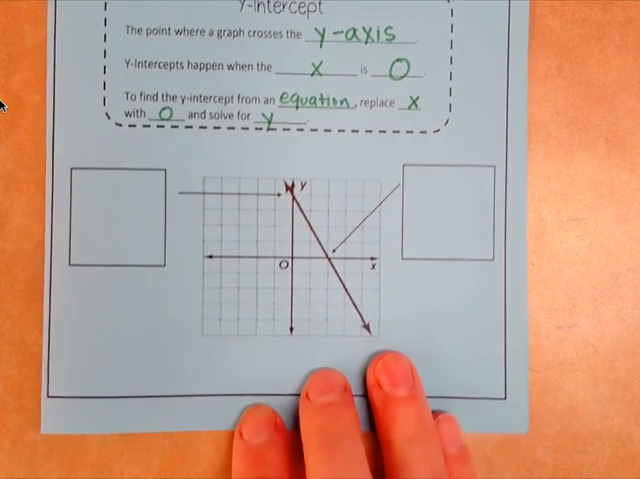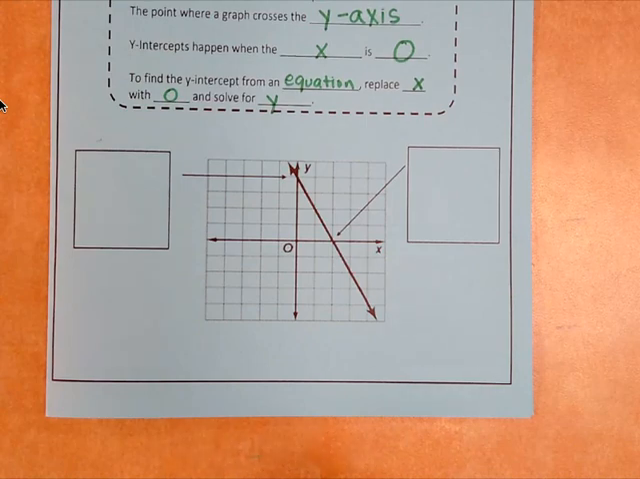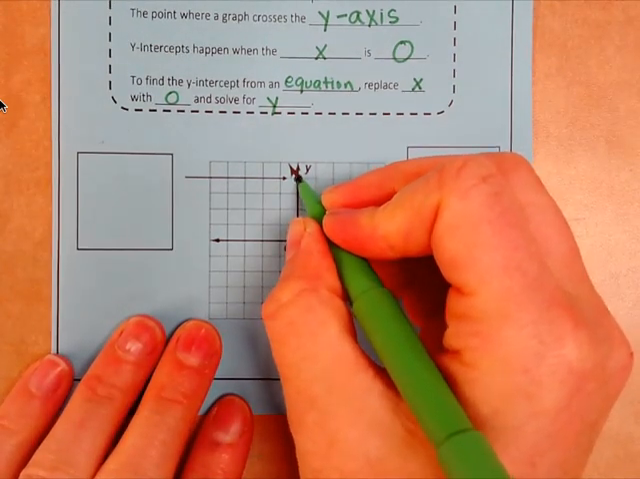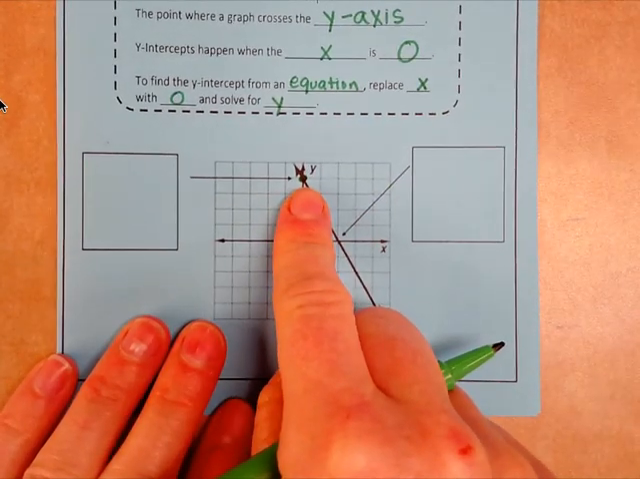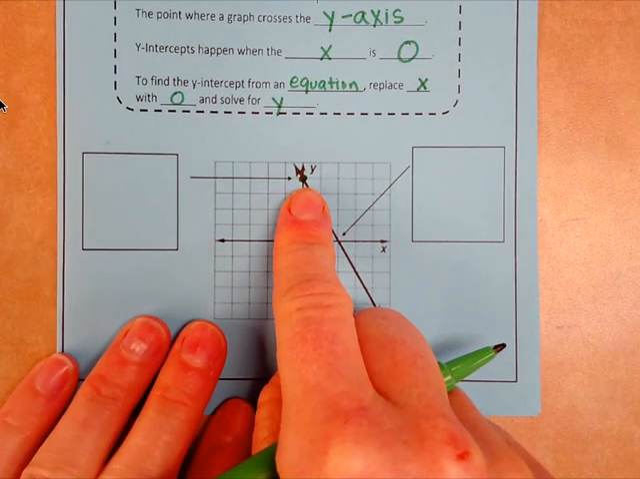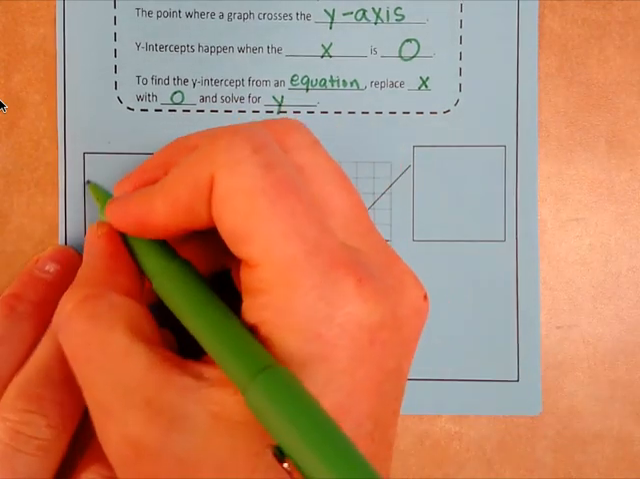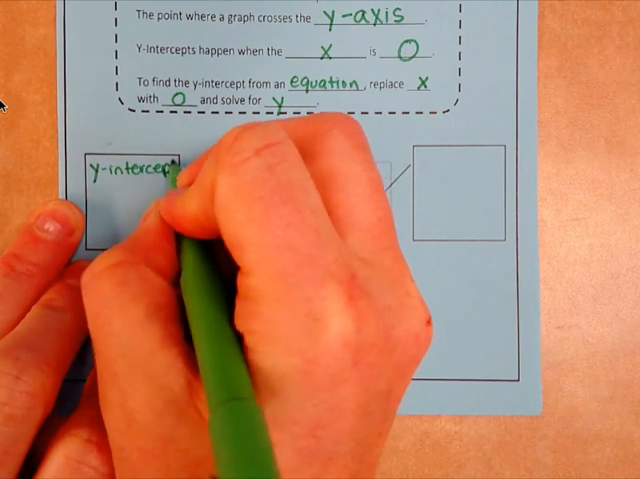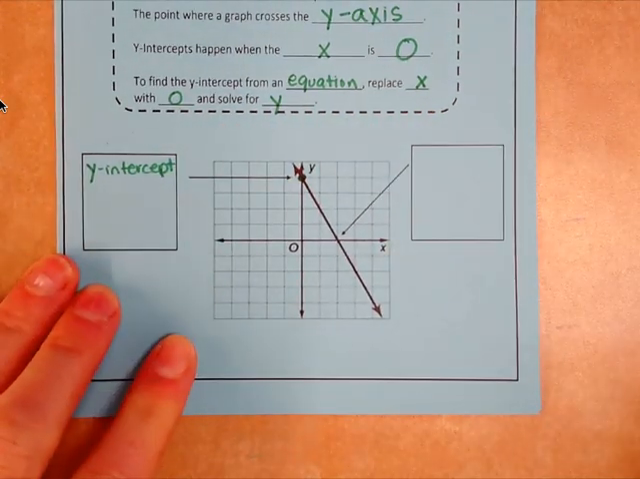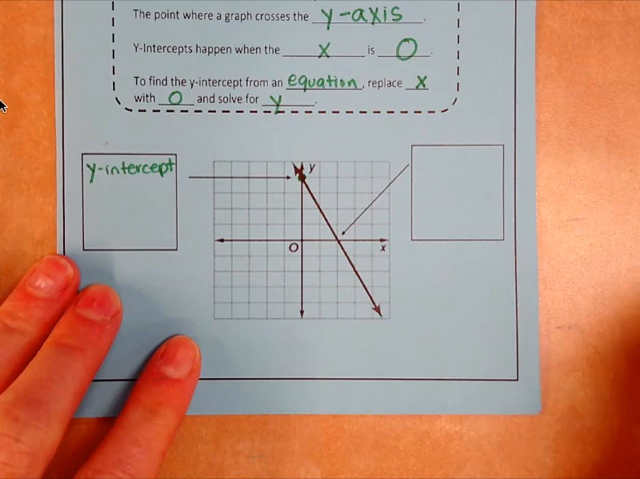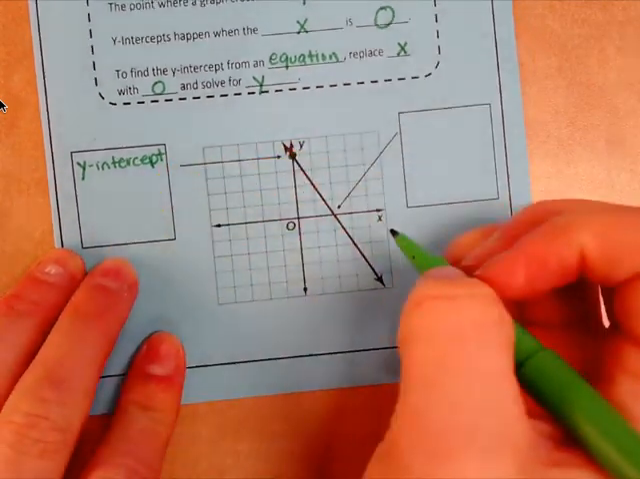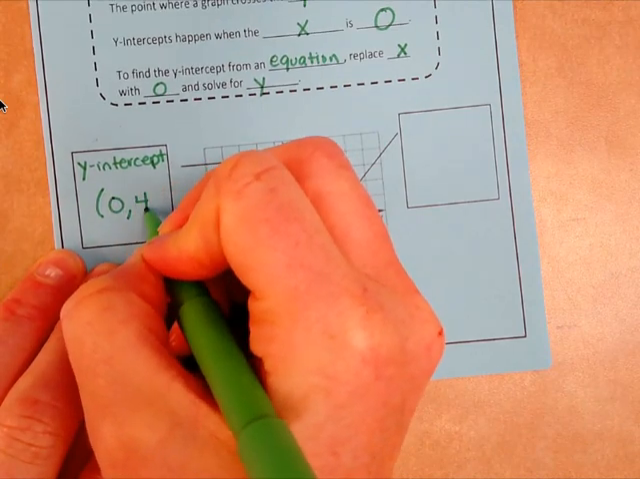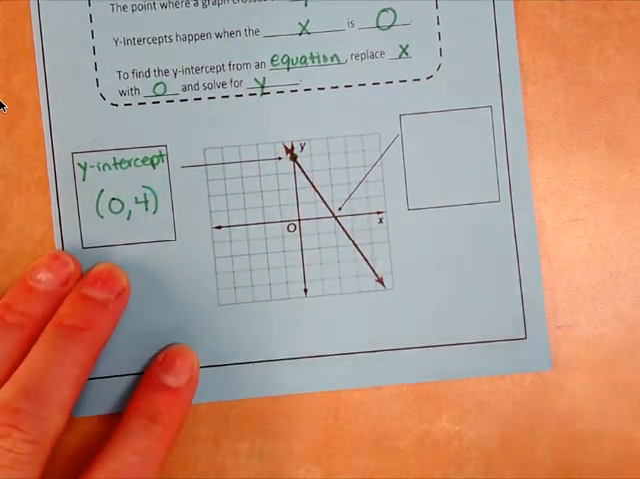So let's look at the graph that we have right here. We're going to find the intercepts. If we look, this arrow is pointing to our y-axis, where the line crosses the y-axis. So this is our y-intercept. And we're going to write our y-intercept as 0 for x and the number for y. So that's at 4. So (0, 4).